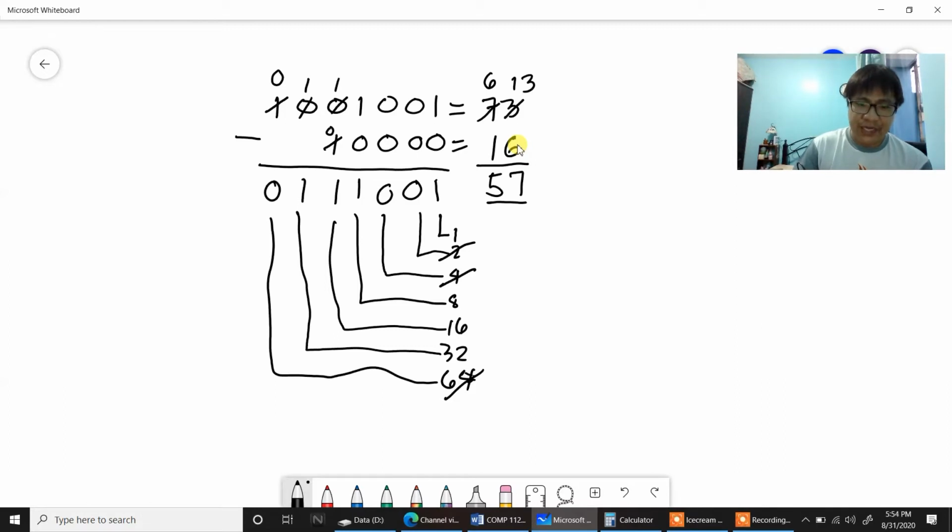So we will add 32 plus 16, how much? Okay, we have 48. 48 plus 8 is 56. 56 plus 1 is 57. So if we add them up, all of them will become 57. Okay, so that is how to solve subtraction in binary.